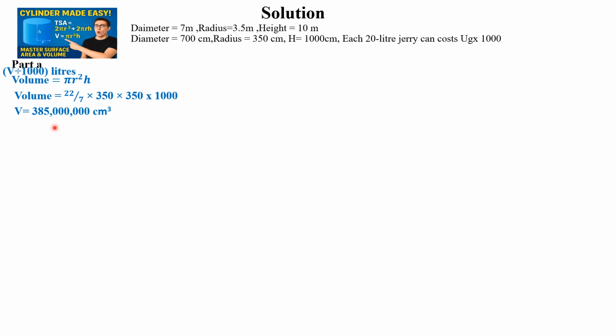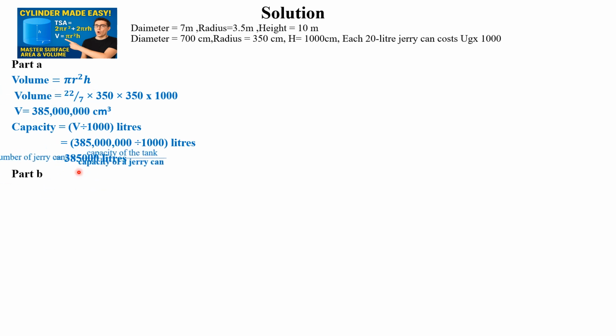Now, after getting my volume in cubic centimeters, I can find the capacity by dividing that volume by 1000. So here capacity is equal to volume divided by 1000, and the capacity is in liters. So when I get this, I divide by 1000, I get 385,000 liters.